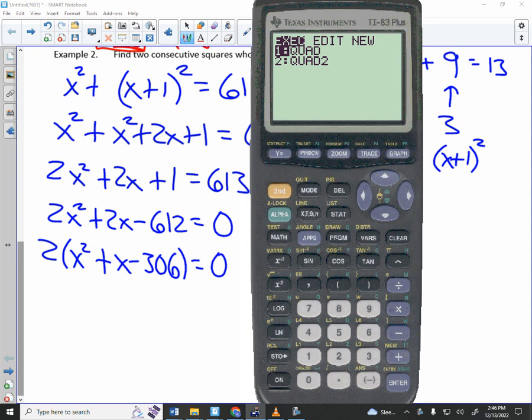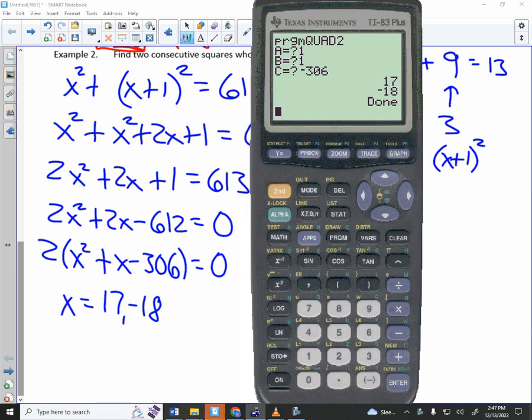PRGM. Oh, we made it. I go down, I press enter on quad 2. And I press enter. It's fine if you have just quad 1. I've made the same program twice, so don't worry about it. So A is just 1 because that's what's in front of the x squared. And then B is positive 1 as well. And then C is negative 306. And you can see that you get 17 and negative 18.